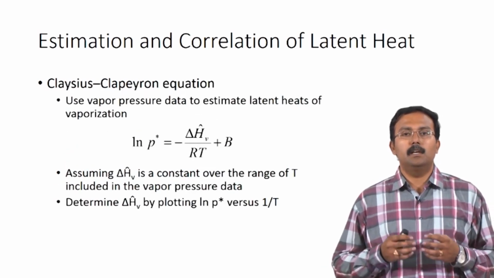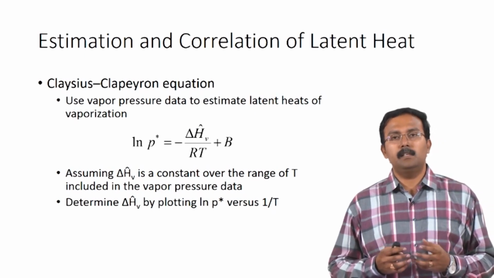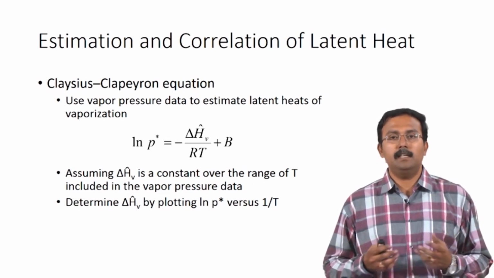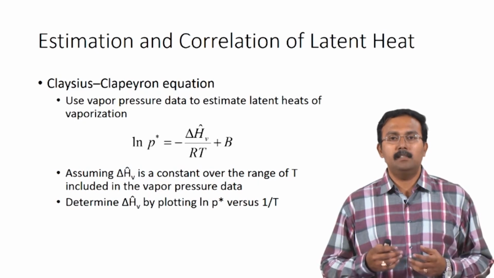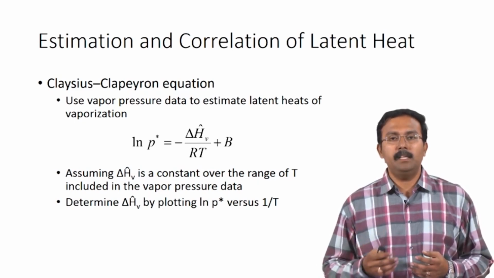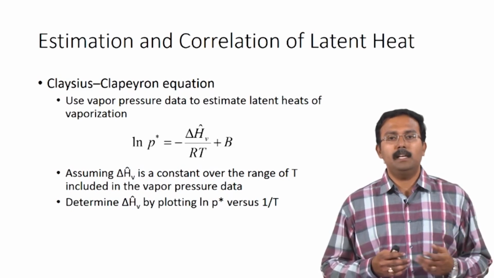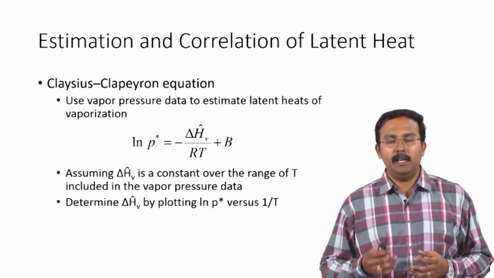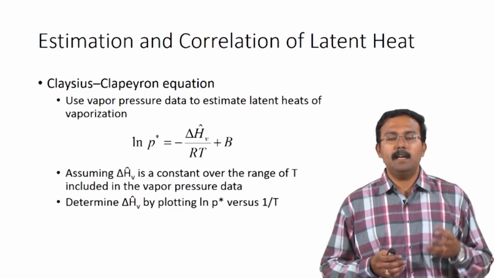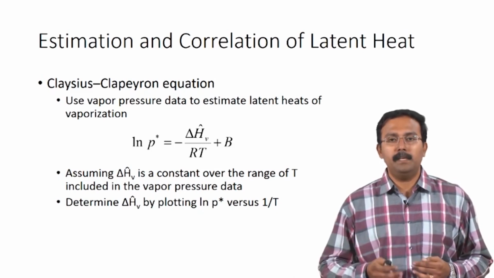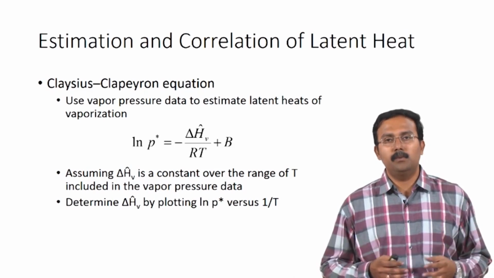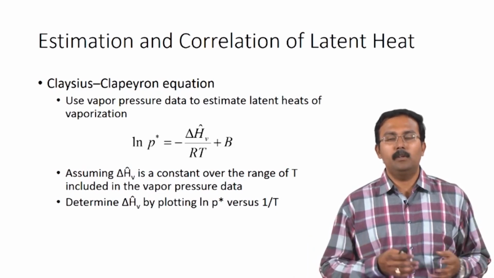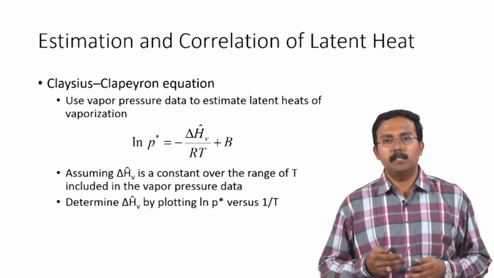The Clapeyron equation is another equation which can be used to estimate the heat of vaporization. This uses the vapor pressure data to estimate the latent heat of vaporization. ln P star is equal to minus delta H cap V by RT plus B. Assuming delta H cap V is a constant over a range of temperature, including in the vapor pressure data given, you can estimate the delta H cap V by plotting ln P star versus 1 by T. This would give you delta H cap V divided by R as the slope. So, from there you can calculate delta H cap V, which is the heat of vaporization.